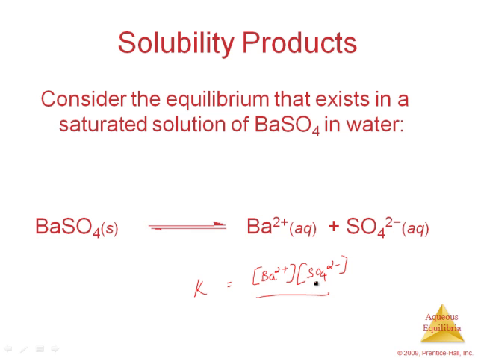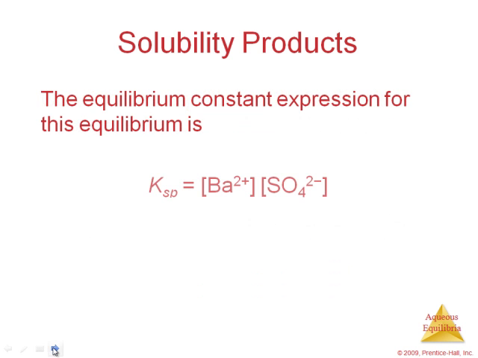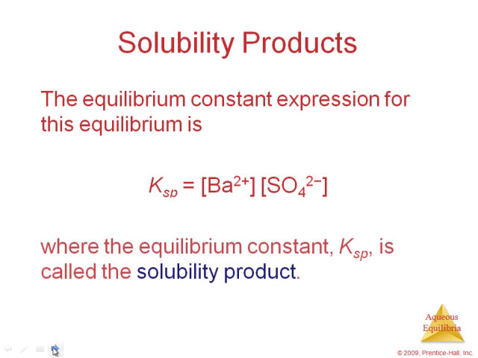Now when we talk about ionic solids, like this one dissolved, that K is called, again, by a special name. It is called Ksp, or the solubility product of that particular ionic salt. So solubility product, or Ksp, is the equilibrium constant for a particular ionic salt when that salt is in equilibrium with its ions in solution.